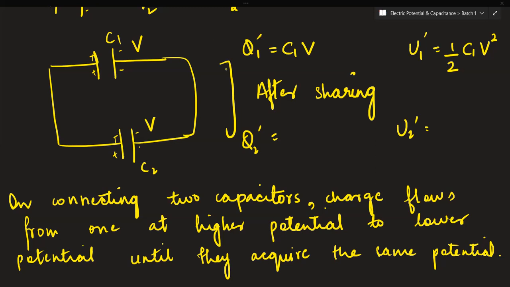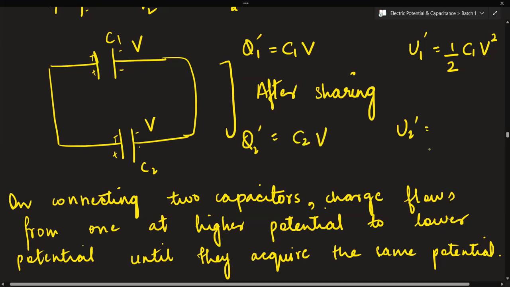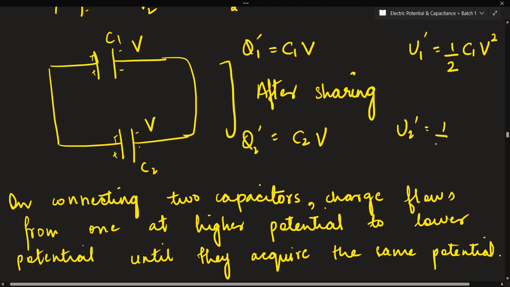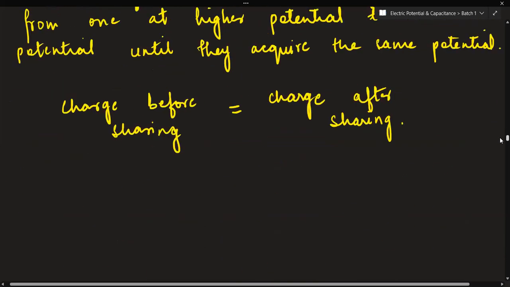Abia, can you try the energy now for this one? Energy for this capacitor. Half C2 V square. Square will also come. Yes, correct. It will be half C2 V square. All right, so things we have mentioned: charge flows from higher potential to lower potential until they acquire the same potential. You can write this down later.